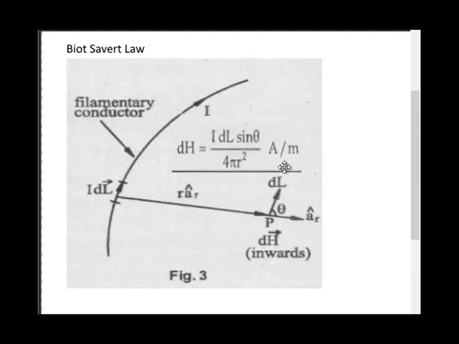dH equals I dl sin theta upon 4 pi r squared, and dH is measured in ampere per meter. This is the unit of dH, the magnetic field intensity. So this is about the Biot-Savart law. In this, dH is calculated as a scalar quantity. This formula doesn't show any direction, but in fact dH has a direction, which is here inward.